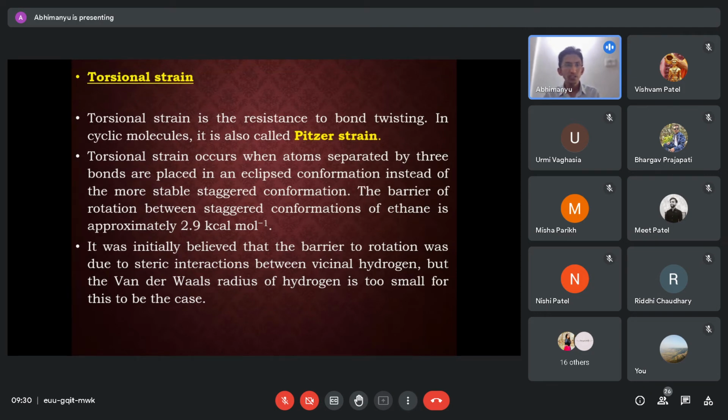So what is the meaning of torsional strain? Okay, torsional strain is the strain based upon the eclipsed and staggered. What is the strain of staggered and eclipsed? Again, I will not discuss this topic here.